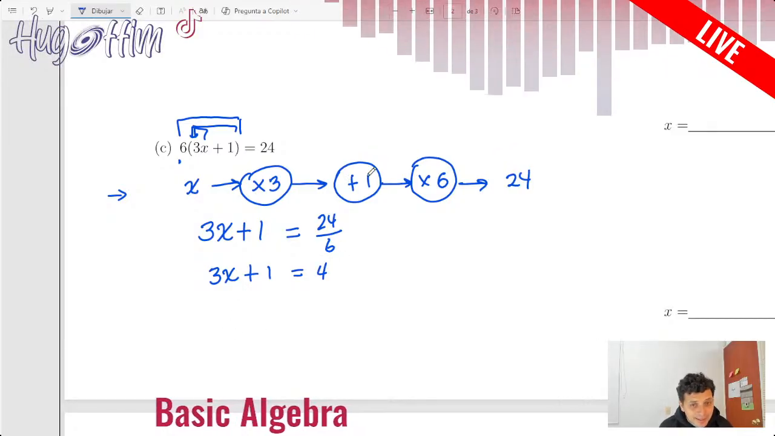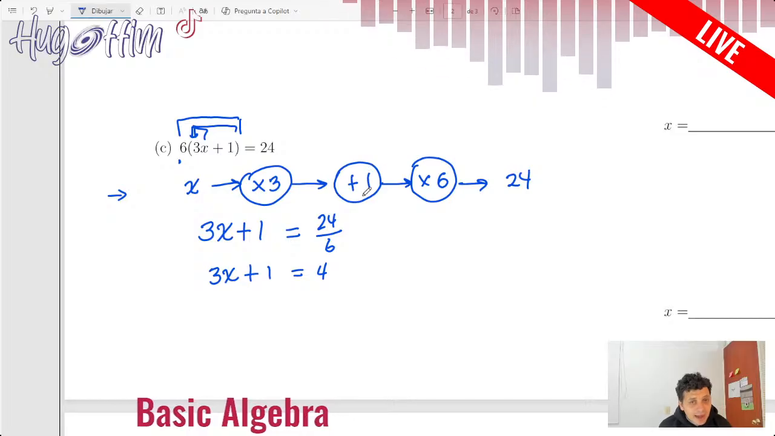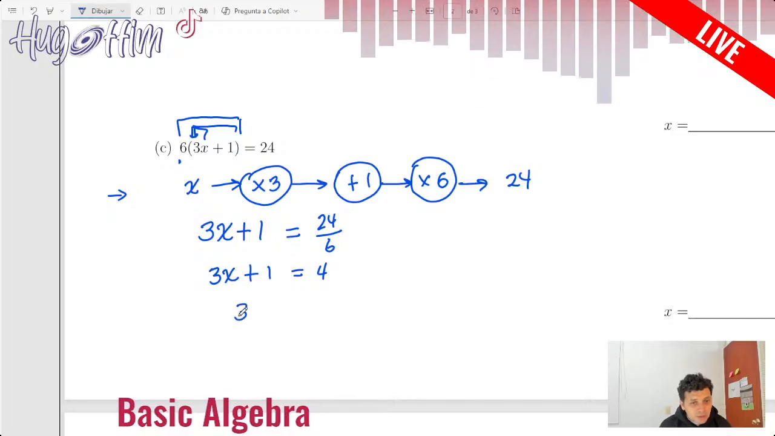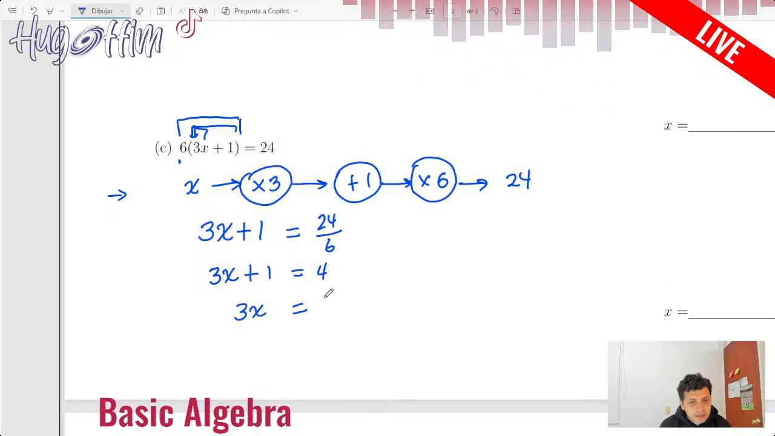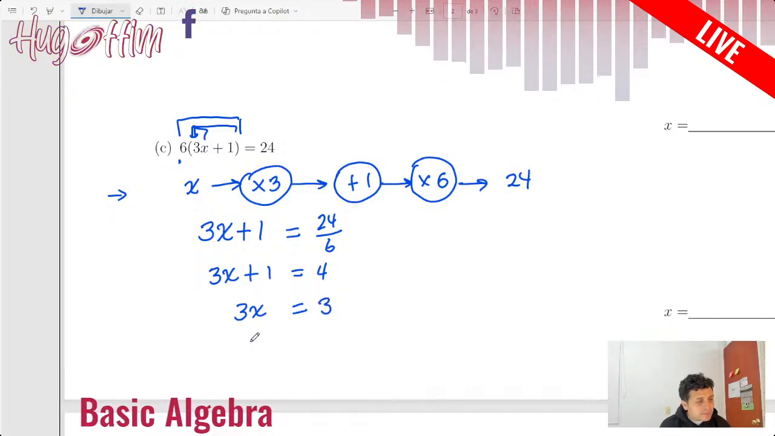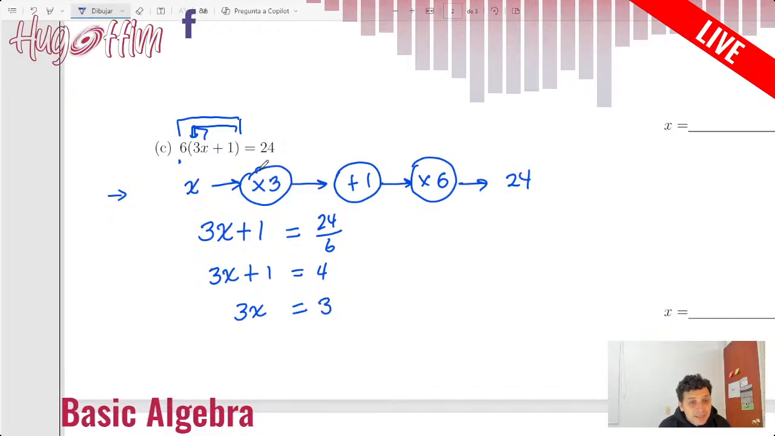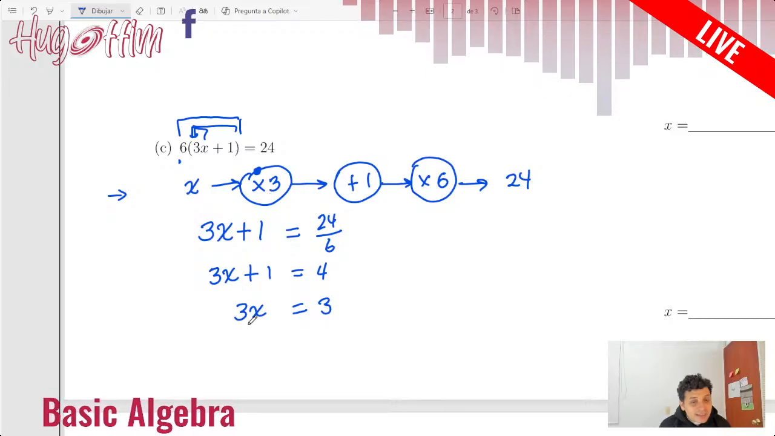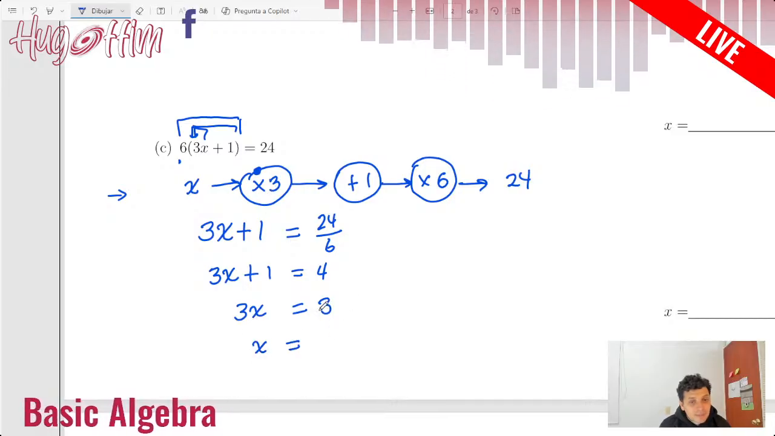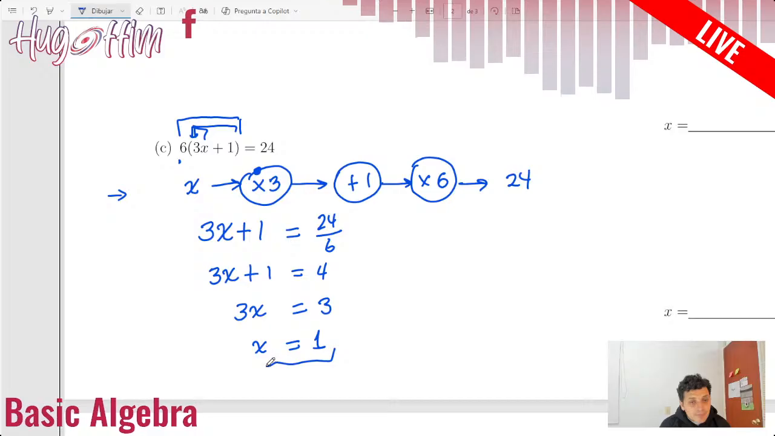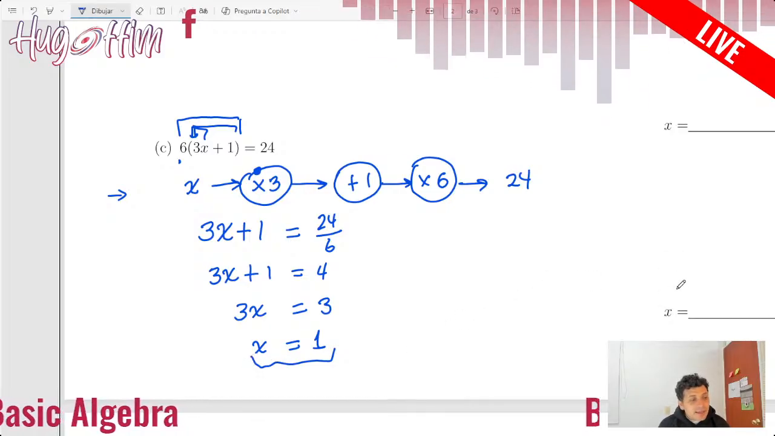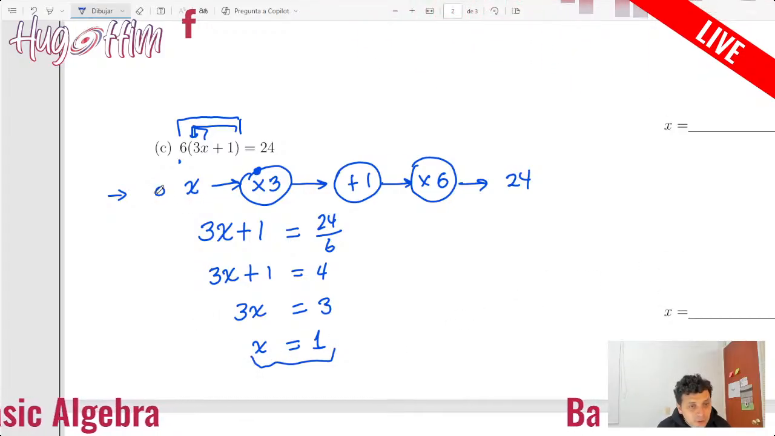Now I'm going to apply the inverse operation of adding 1, so I'm going to subtract 1. So I got 3x equals 4 minus 1, that is 3. And now I'm going to apply the inverse operation of multiplying by 3, that is dividing by 3. So x equals 3 divided by 3, which is 1. This is how you solve equations using the function machine.